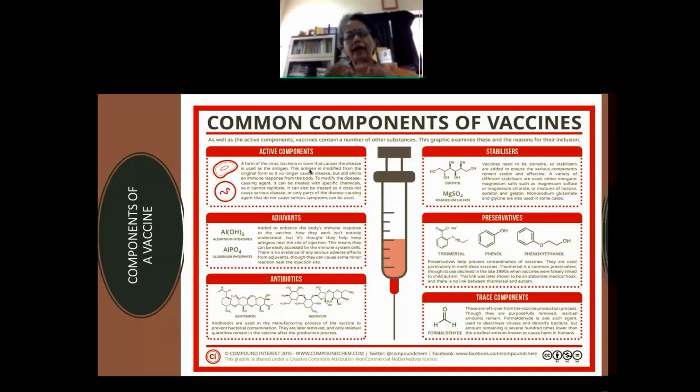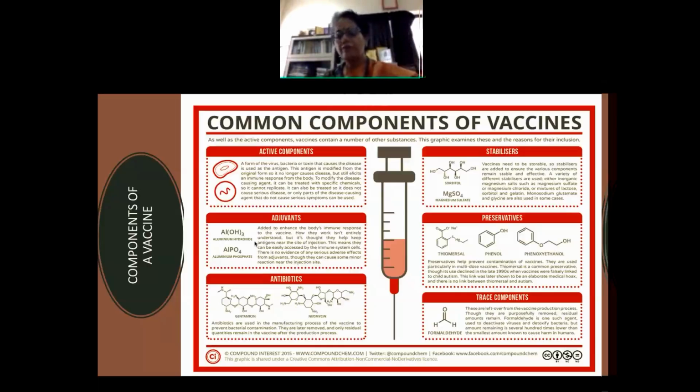Vaccines contain adjuvants like hydroxides or phosphates of aluminum, which are supposed to enhance the immune response of the body. A vaccine will also contain antibiotics to prevent bacterial contamination. It will have stabilizers like magnesium sulfate, which will stabilize the components of the vaccine so that it remains stable and effective. Then the preservatives in this mixture, which will preserve it so that there is a shelf life for the vaccine.